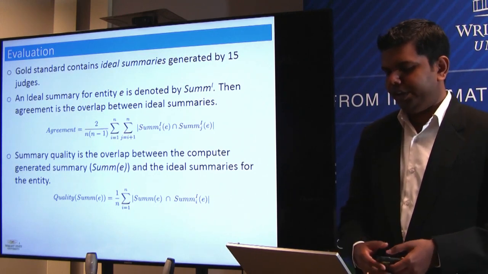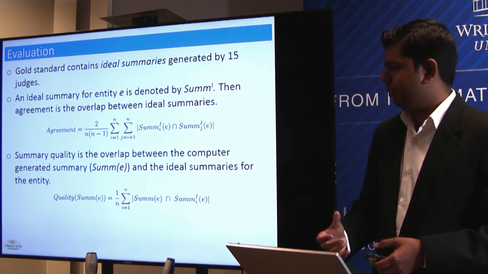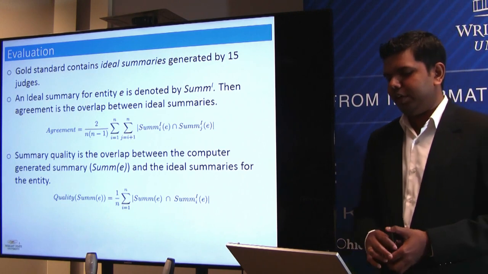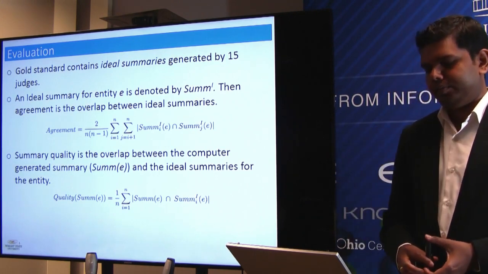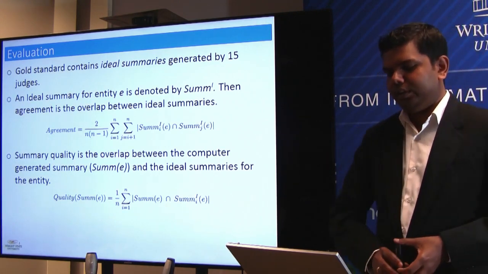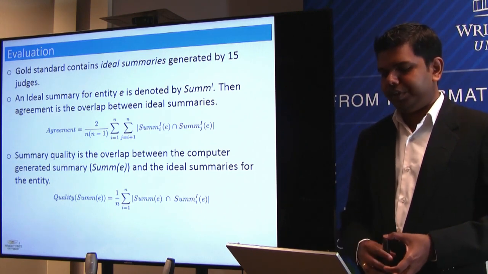Okay. But then the quality is between the computer generated one and all the human generated ones for that entity. For each entity we measure the quality and then take the average.